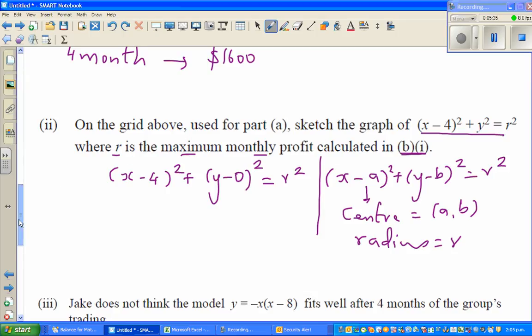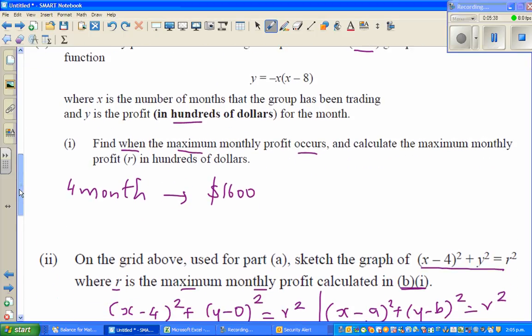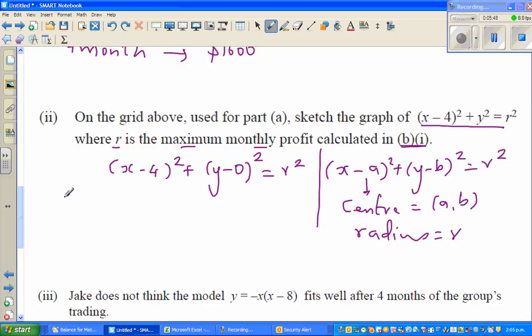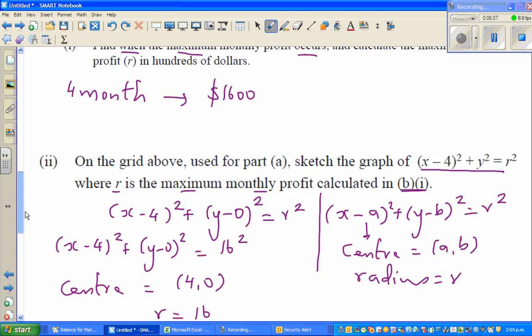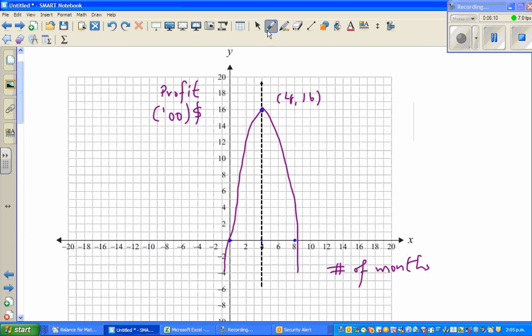So here, if you want to write, this is 1600, or 16 is for 1600. So I'm writing this equation like this: x minus 4 squared plus y minus 0 squared is equal to 16 squared. So here the center of this circle is 4 comma 0 and the radius is 16. So let us sketch that graph. Let me use a different color, say green. So the center is 4 comma 0 and you have a radius of 16.